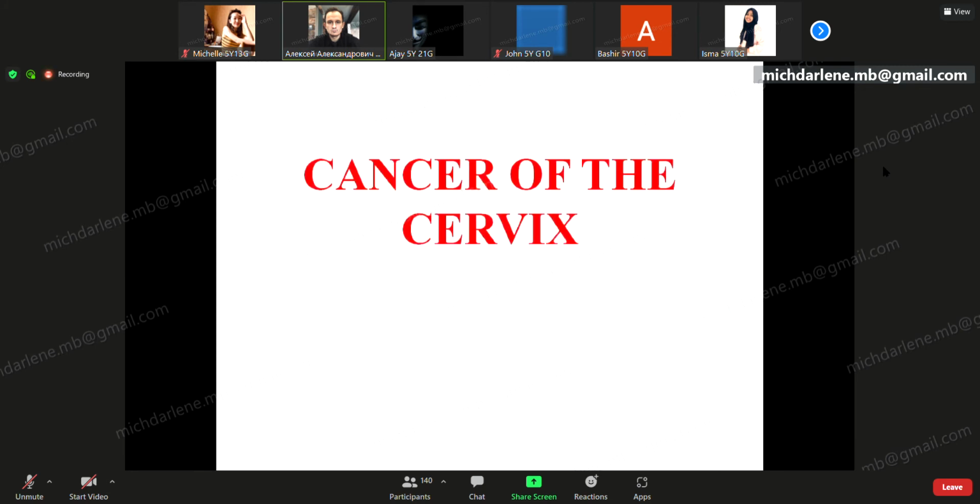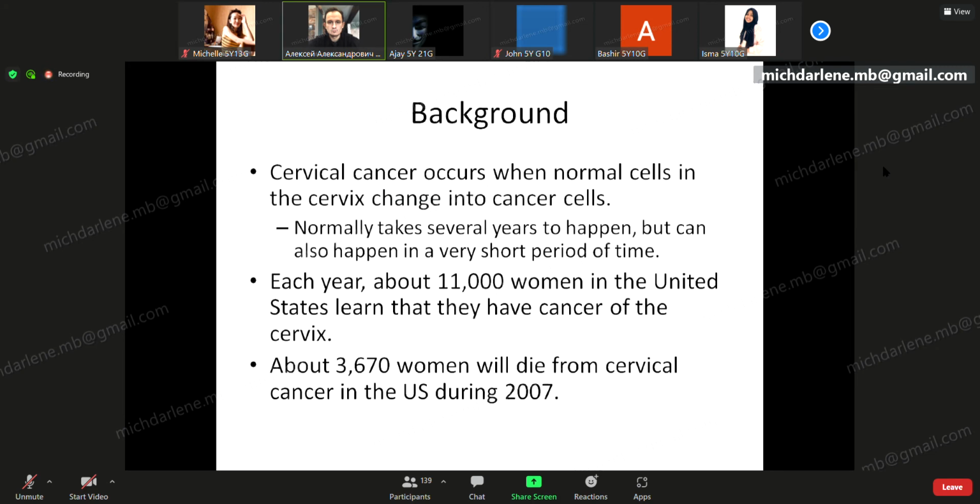That information plays a role if you are talking about cancer of the cervix. Same story. Now take a look at the background for the cancer. Each year about 11,000 women in the United States learn that they have cancer of the cervix. Try to measure the number of persons who died because of cancer of the cervix in the US. You see the picture.